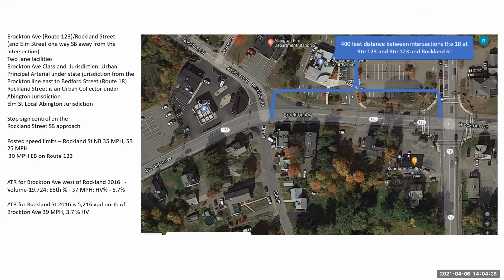Well, you have the traffic too, coming through the intersection of 18 and 123, coming from Abington Center, and they go through that four-way going up Brockton Avenue toward Rockland Street, and they have to merge into one lane, and then they've got to turn right to go up Rockland Street.